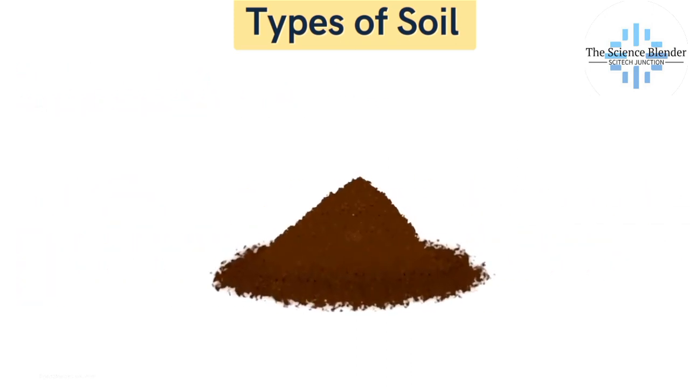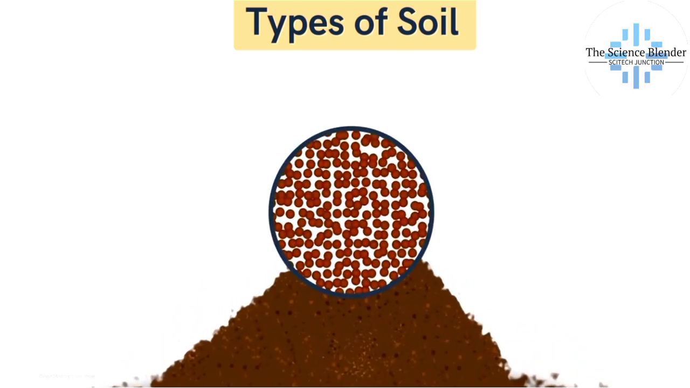Next in our list is this type of soil. If we look closely, the particles are very small and they have little spaces. This type of soil is called silt. So if we add water to it, it can hold a little amount of water.